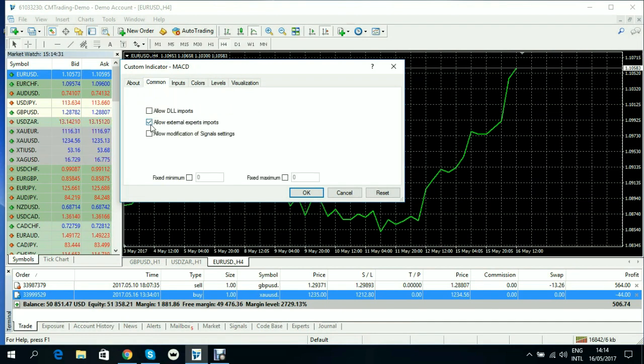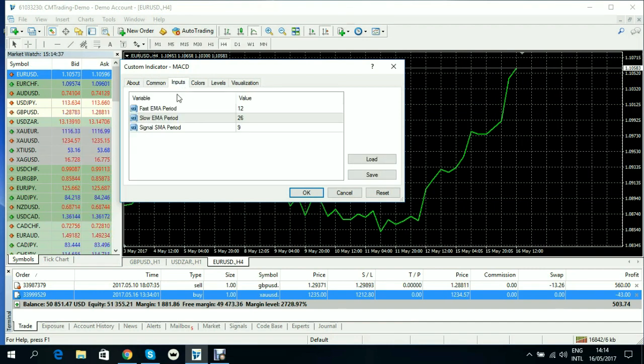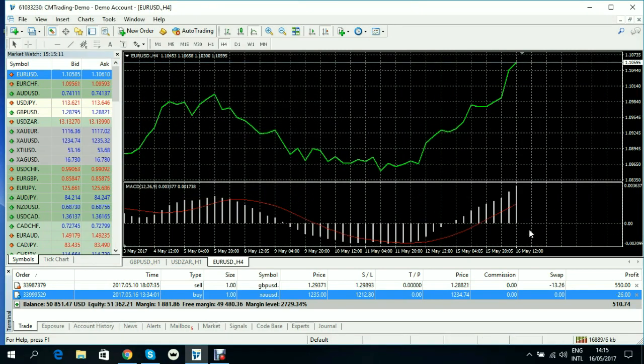Alright, so if you come to MACD, on common, allow external imports, and then when you come to input, the fast exponential moving average period should be 12, and then the slow exponential moving average period should be 26, and then the signal simple moving average period should be 9. So this is actually your signal. When all this is set, you click on OK, and here we are.